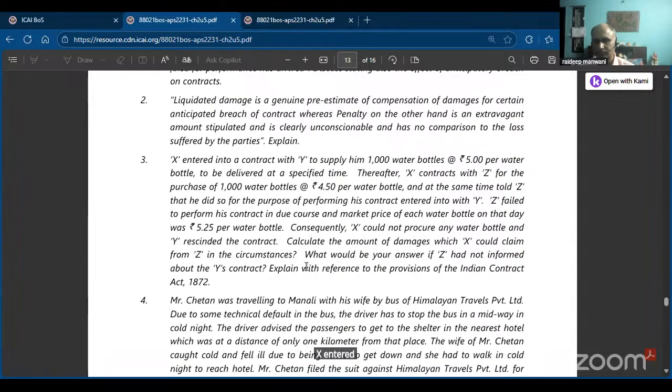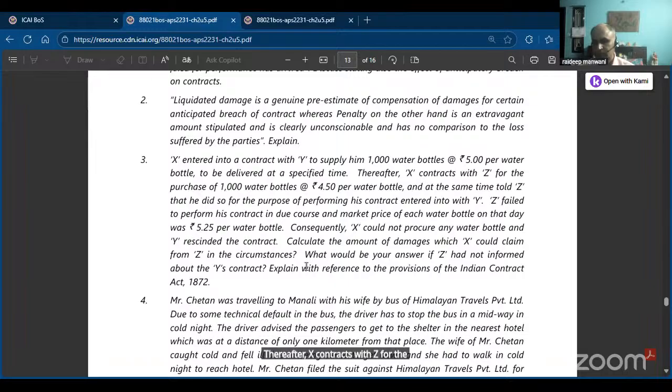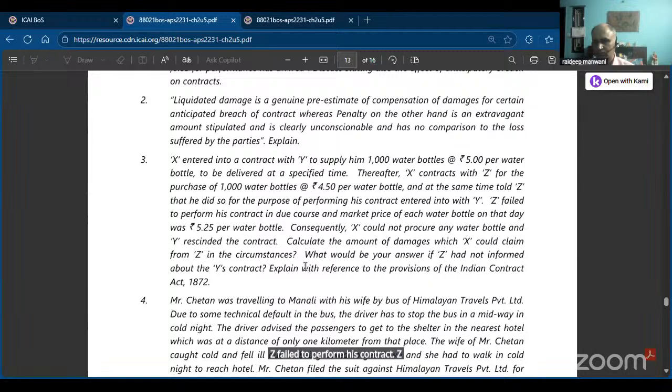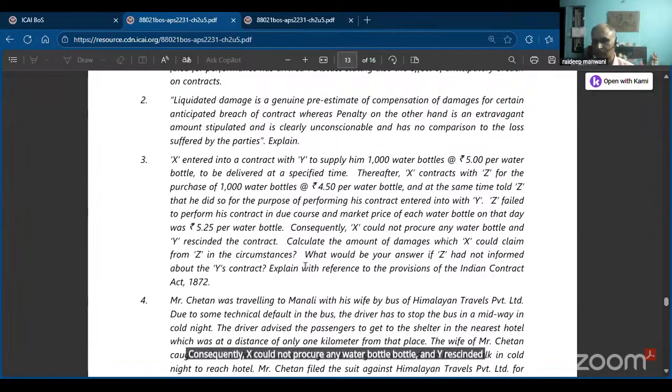X entered into a contract with Y to supply him 1,000 water bottles at rupees 5 per water bottle to be delivered at a specific time. Thereafter, X contracts with Z for the purchase of 1,000 water bottles at 4.5 per water bottle, and at the same time told Z that he did so for the purpose of performing his contract entered into with Y. Z failed to perform his contract in due course, and the market price of each water bottle on that day was 5.25 per water bottle. Consequently, X could not procure any water bottle and Y rescinded the contract. Calculate the amount of damages which X could claim from Z in the circumstances. What would be your answer if Z had not informed about Y's contract? Explain with reference to the provisions of the Indian Contract Act 1872.